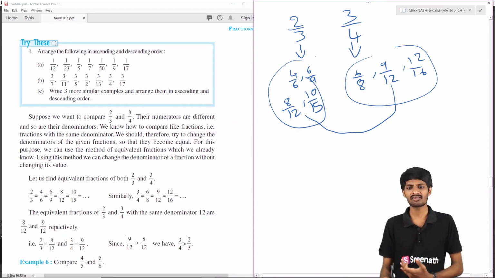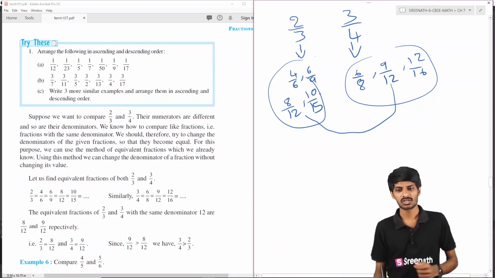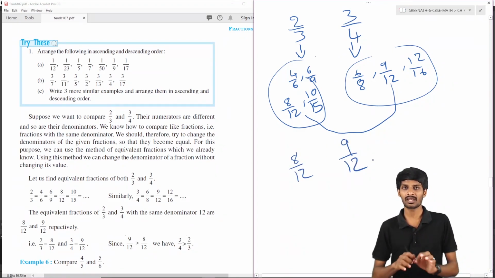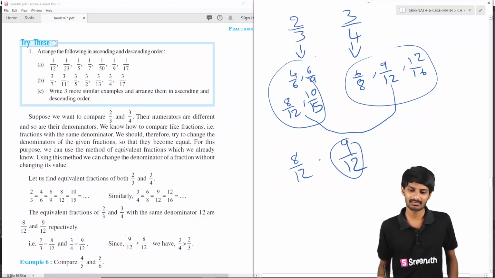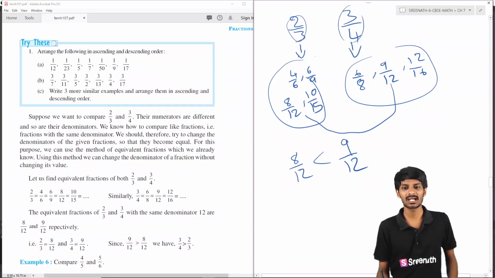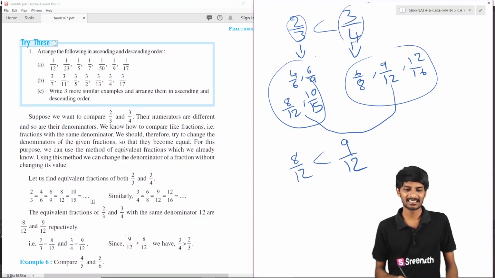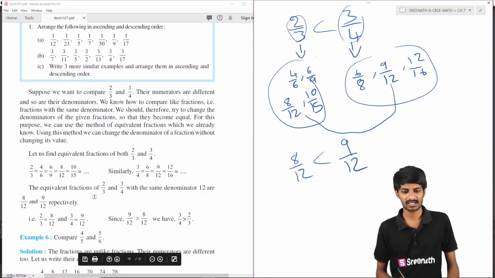As they are equivalent to these fractions, 8 by 12 and 9 by 12, which is greater? We know that 9 by 12 is greater. So that's why, as they are the equivalent fractions of these fractions, 3 by 4 is greater than 2 by 3. Like that you have to find out equivalent fractions, students.